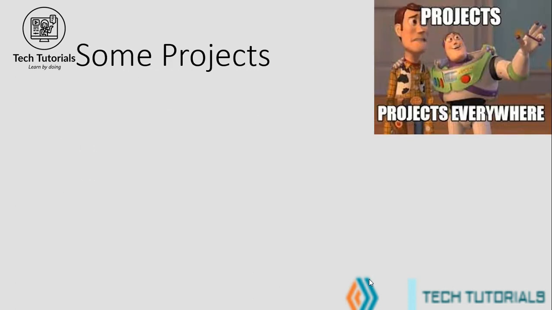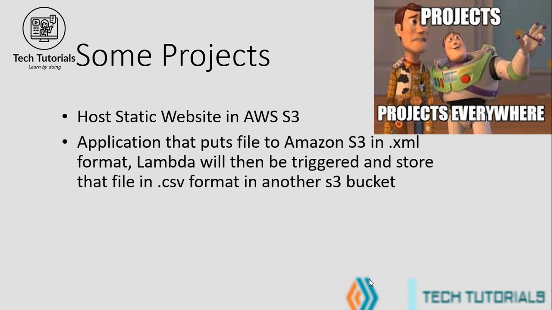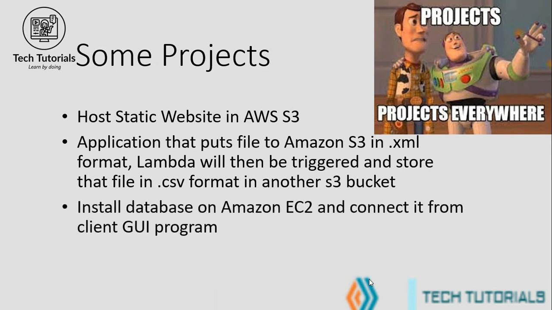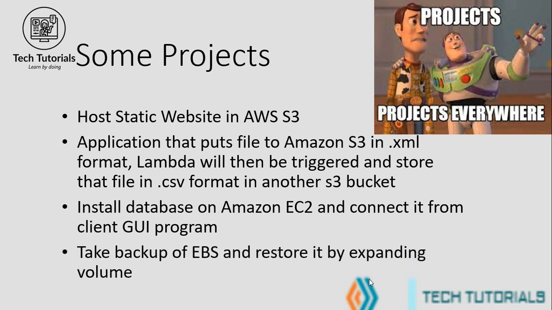And finally, we'll conclude our lab with some projects. Some of the projects can be hosting a static website in the Amazon S3 service. We can create an AWS Lambda that automatically extracts a file from S3 in XML format and stores it in another S3 in CSV format. We can install a database on Amazon EC2 and connect to it from a client GUI program. We can take a backup of EBS and restore it by expanding the volume.